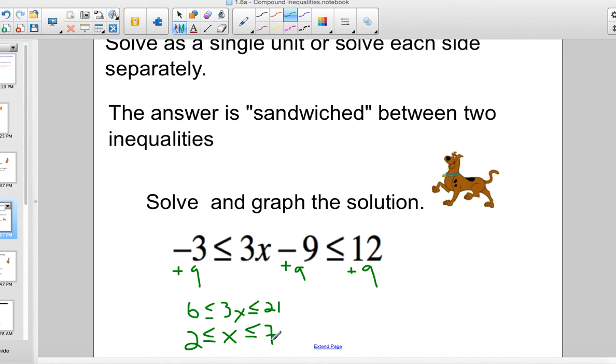So you've got to check and make sure that makes sense in your head. Okay, it's bigger than 2 and less than 7. That makes sense. It's not like I said less than 2 and bigger than 7, which wouldn't make sense. It's bigger than 2, less than 7. There are some numbers in there.